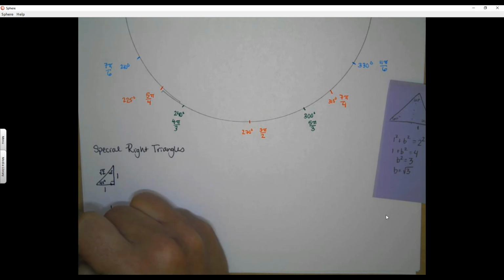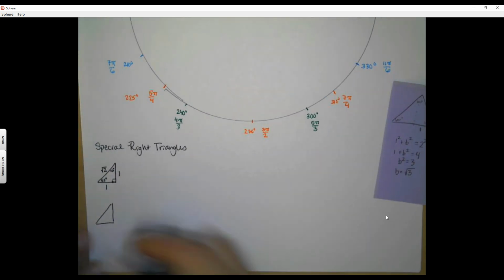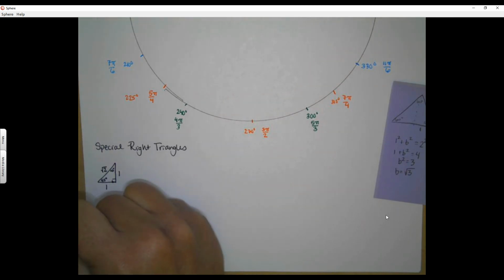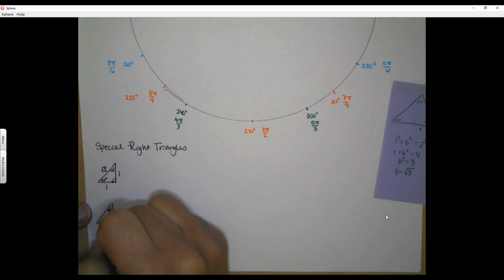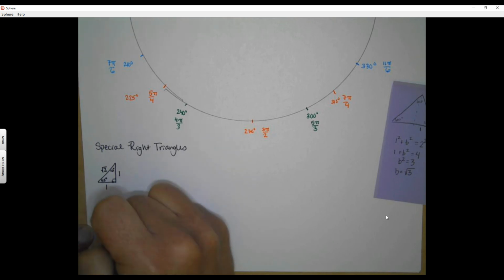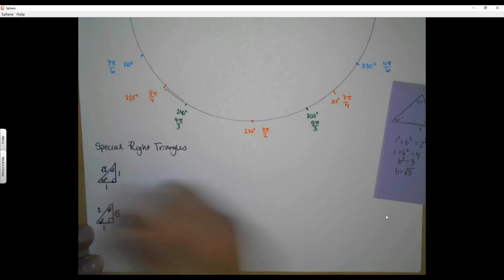I'm drawing this a little bit differently than I drew it in that picture, but that's okay. So in a 30, 60, 90 triangle, if the side opposite the 30-degree angle is 1, the hypotenuse is 2, and the side opposite the 60-degree angle is square root 3.